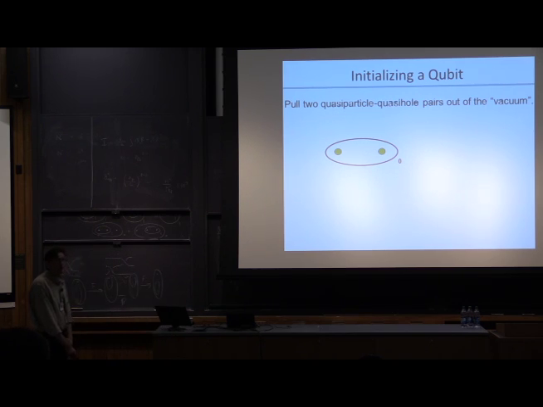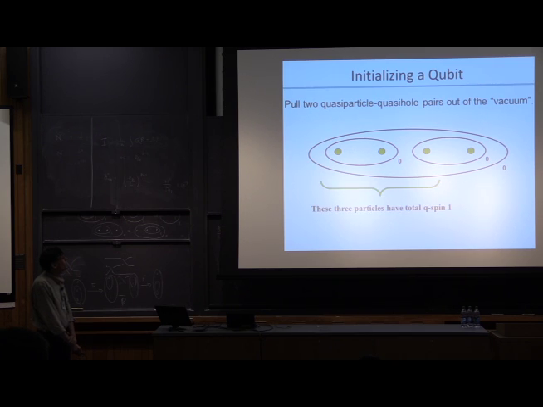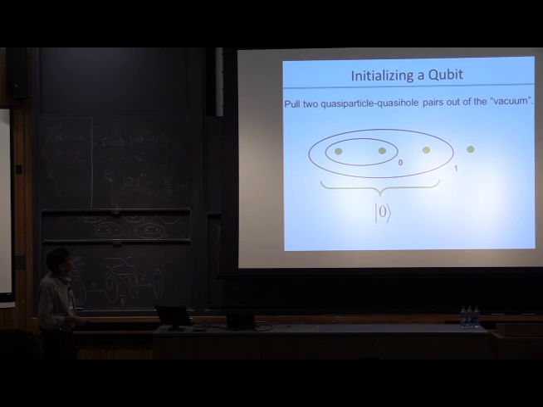And if we pull them out of the vacuum, the total topological charge is 0. And likewise, if I pull another pair out of the vacuum, the total topological charge is 0. And then from the fusion rules, I know the total topological charge of all four is 0, but the total topological charge of these three then has to be 1. So right there, through this procedure, which admittedly would be very hard to carry out experimentally, I've initialized a qubit.